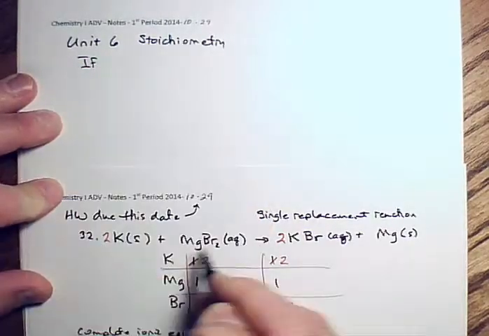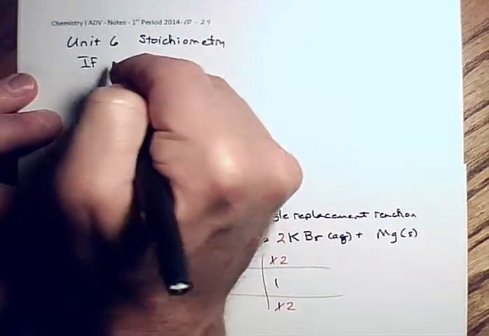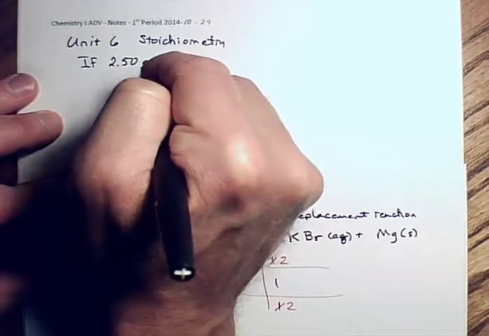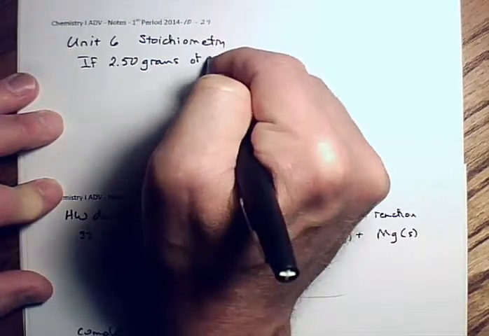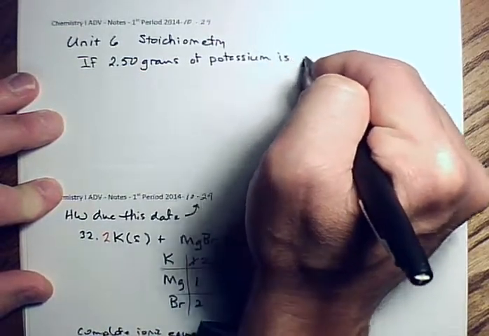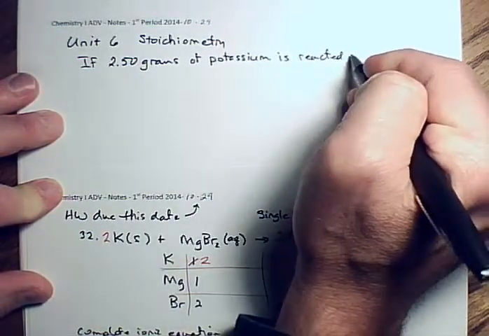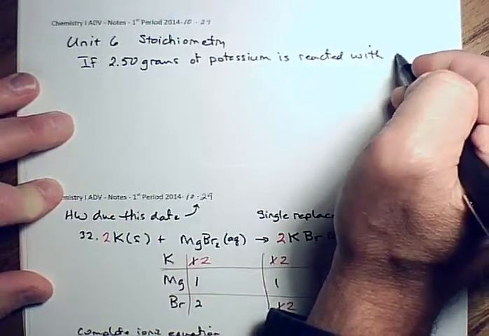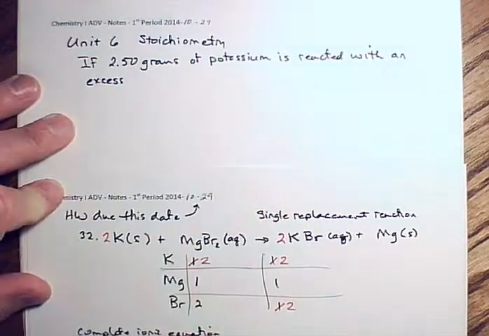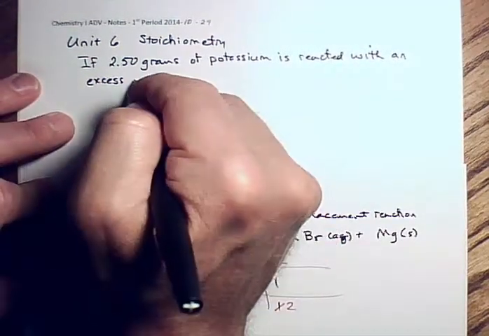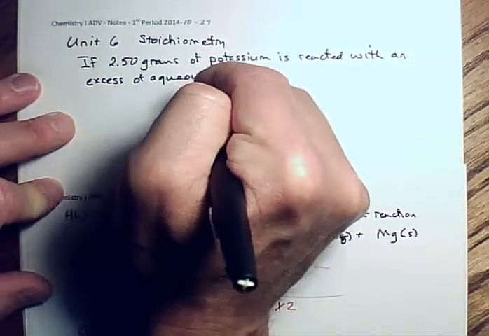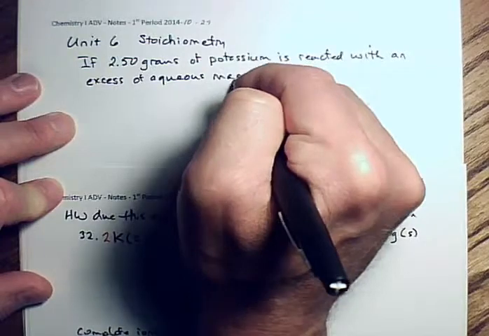If 2.50 grams of potassium is reacted with an excess, and an excess means you've got more than you need, of aqueous magnesium bromide.